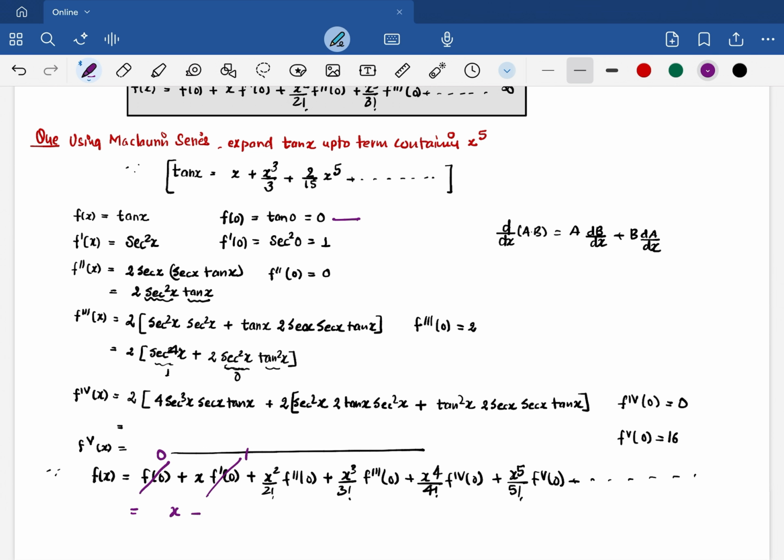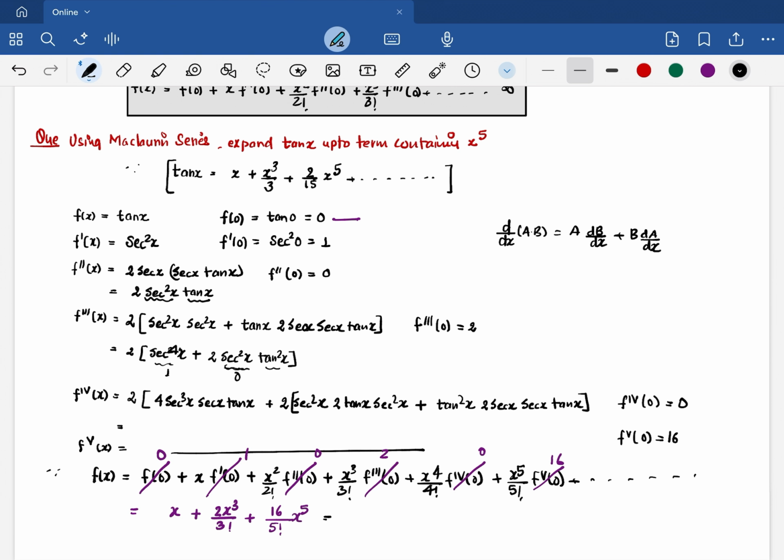x into 1 x plus what is double derivative? 0. So the second and third terms will get cancelled. What is this? This is 2. So can we say 2x cube upon 3 factorial plus the fourth derivative is 0, the fifth derivative is 16. So can we say 16 by 5 factorial into x to the power 5.